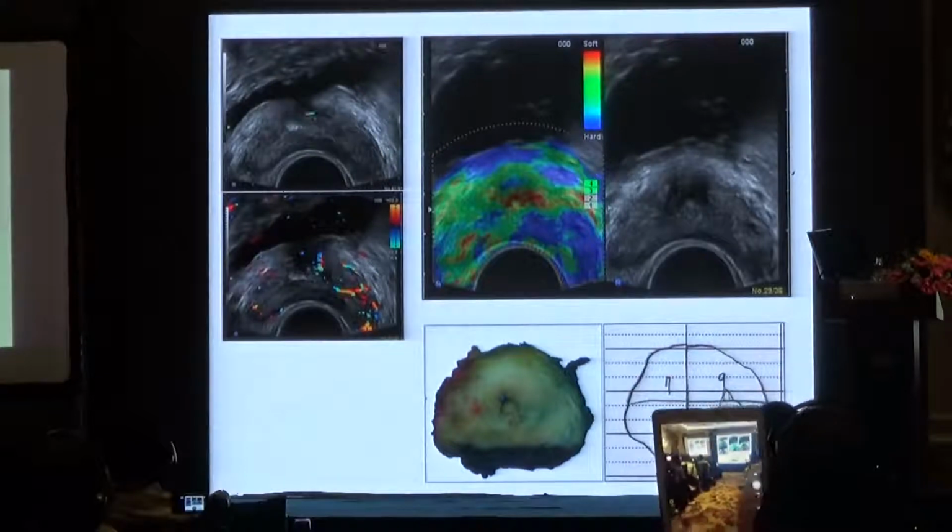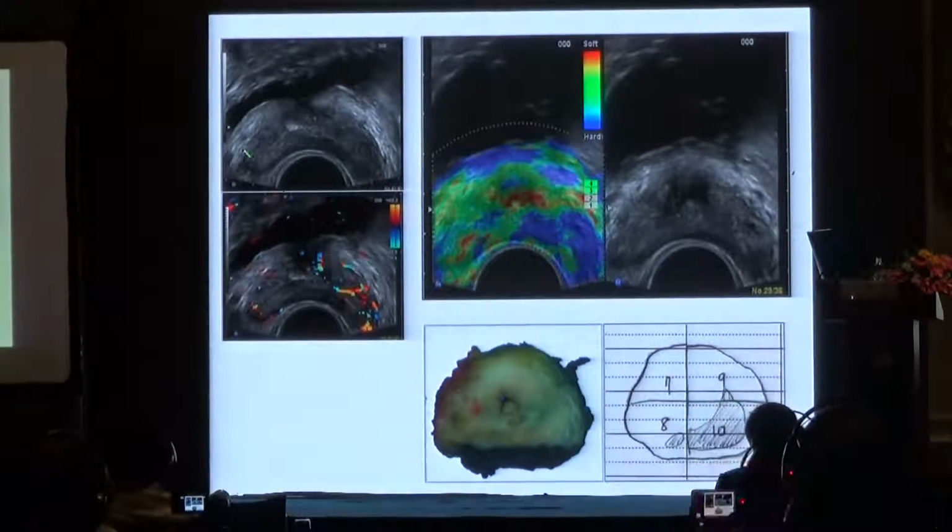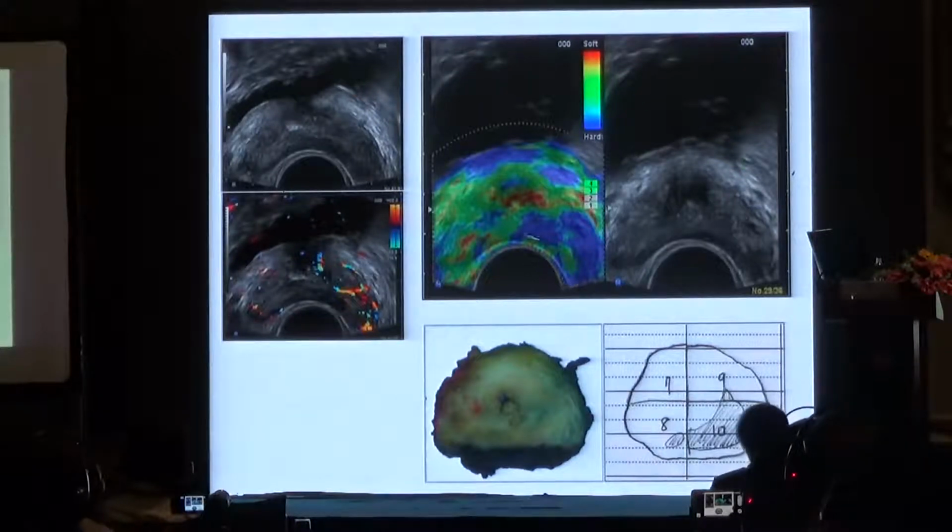Grayscale ultrasound, this area is abnormal. Yes, so the positive predictive value is 20 to 30%. Hypervascular, so now a 60 to 70% chance of prostate cancer. And the strain elastography shows that this area is definitely harder than the other area. So now we are about 100% sure that this area is a prostate cancer, and there is a pathologic specimen and mapping.